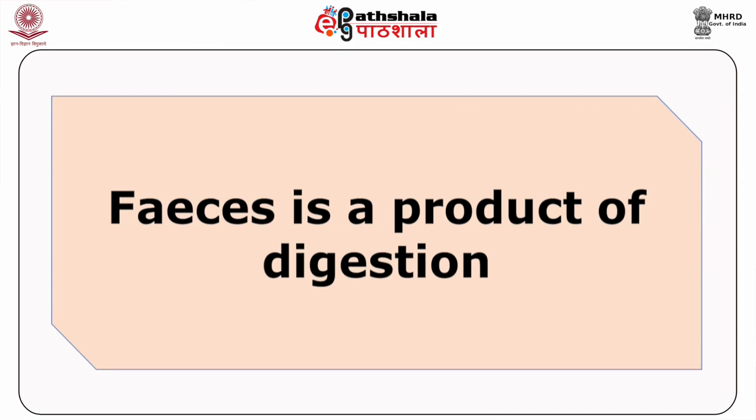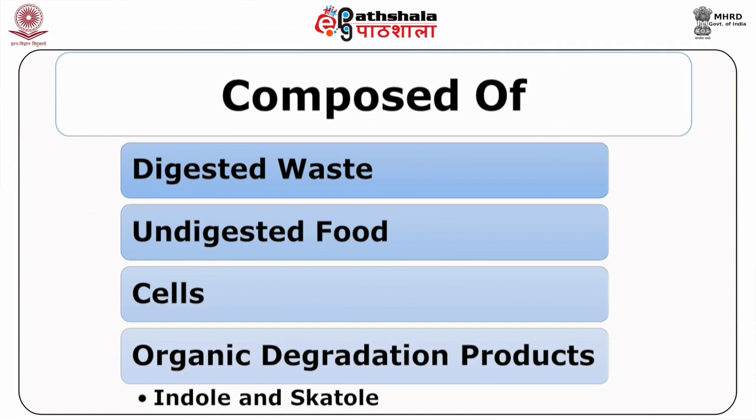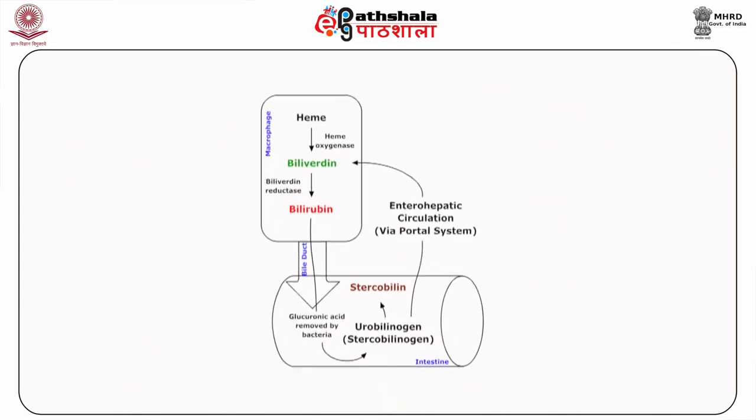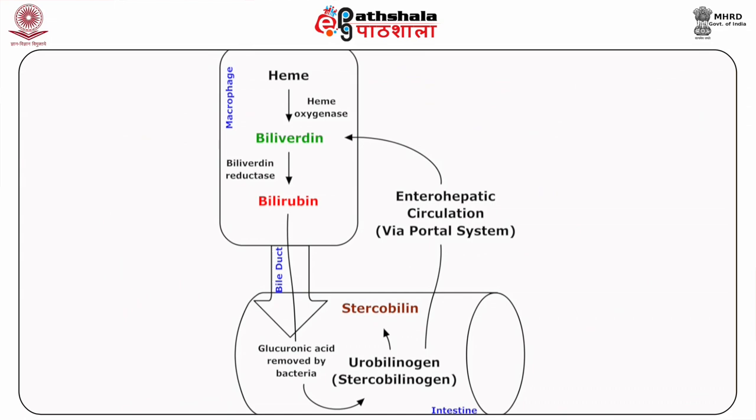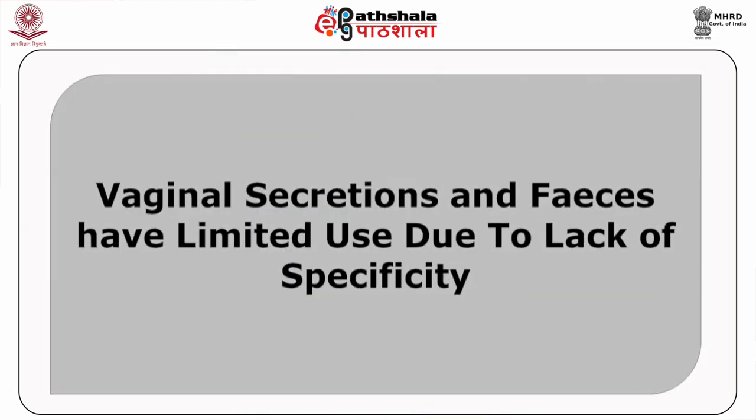Feces is a product of digestion. It is composed of digested waste, undigested food, cells, and organic degradation products such as indole and skatole, etc. In addition, feces also contain urobilinogen, which is a colorless product of bilirubin reduction. About half of the urobilinogen is excreted in feces. Urobilinogen is frequently tested in order to confirm the presence of fecal stains. Forensically, vaginal secretions and feces have limited use because of the difficulty in analysis and lack of specificity in many forensic situations.